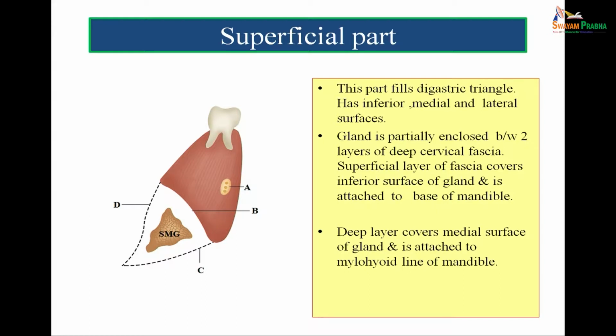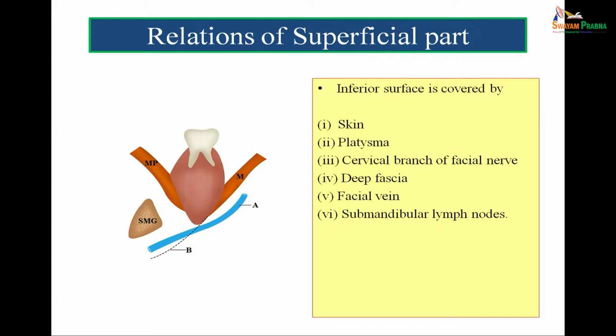We can see that D is getting attached to the mandible, the red part, and the point of attachment is to the mylohyoid line. Now relations of the superficial part, relations of the inferior surface. Inferior surface is related to skin, platysma, cervical branch of facial nerve, deep fascia, facial vein and the submandibular lymph nodes. So here we can make out the deep fascia marked by B on the inferior aspect.